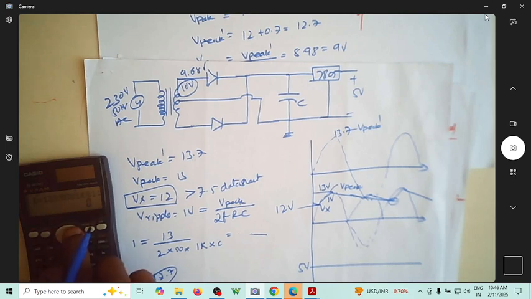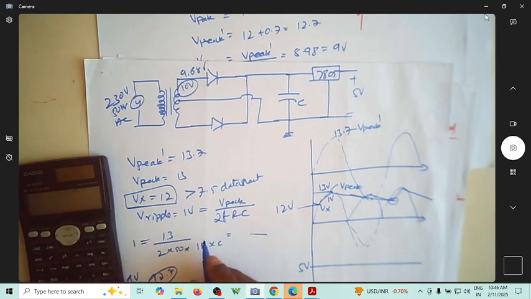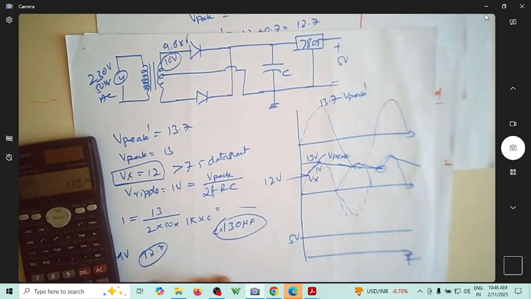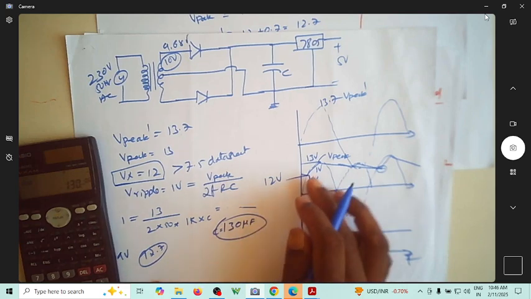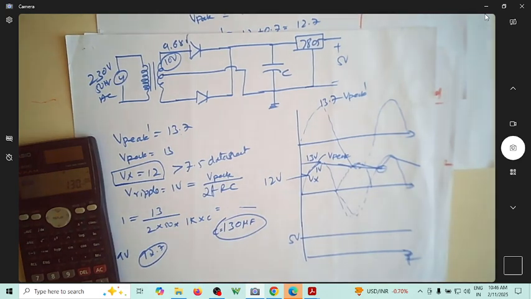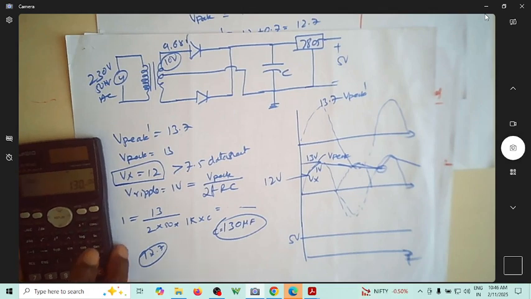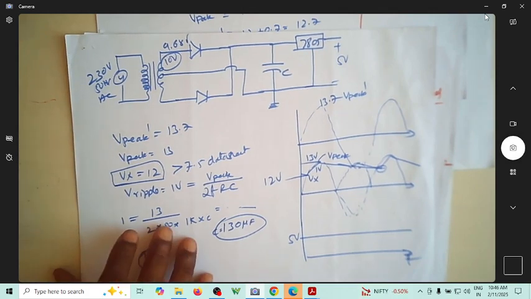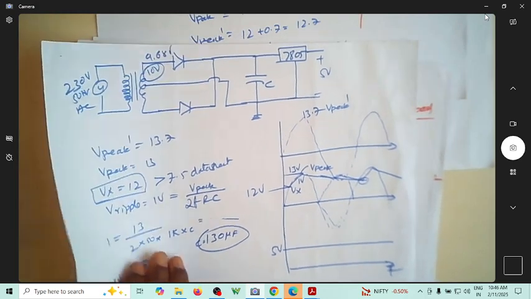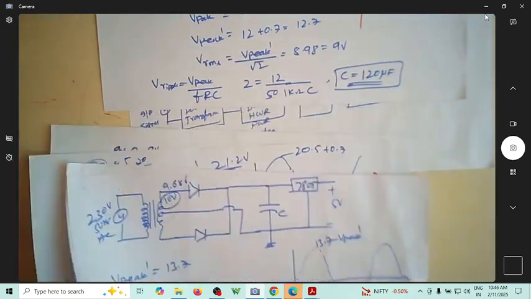This is, I think, only one parenthesis. Shift cal. You can see now the value C is hardly 130 microfarad. 130 microfarad is the value C. For C of 130 microfarad, you can get a comfortably constant voltage. That's about the power supply design.